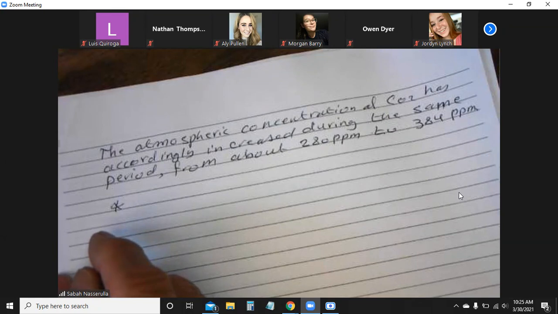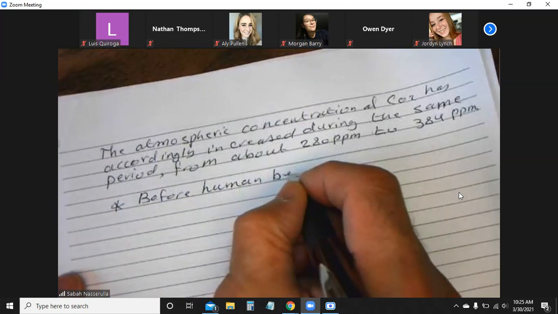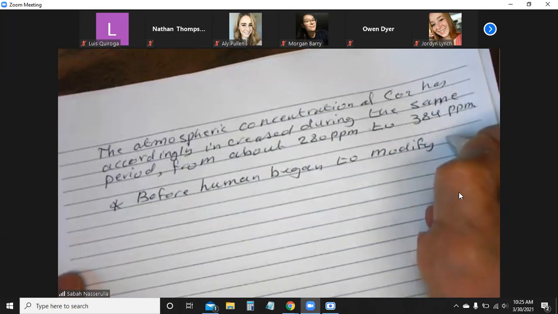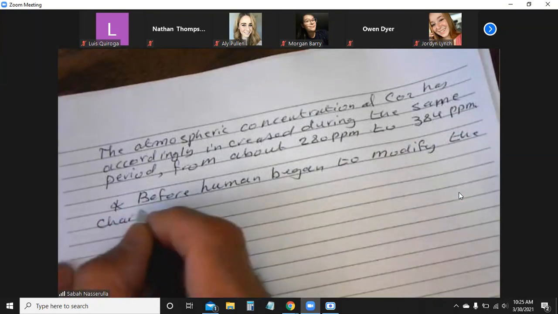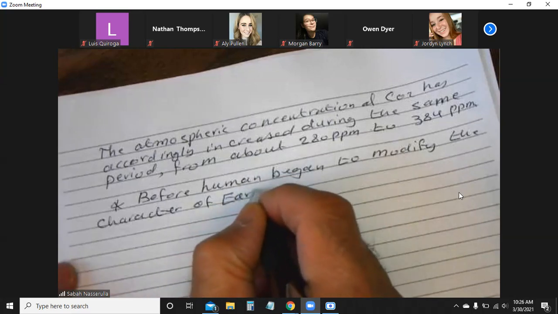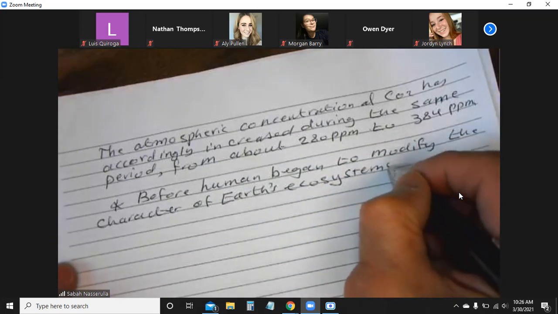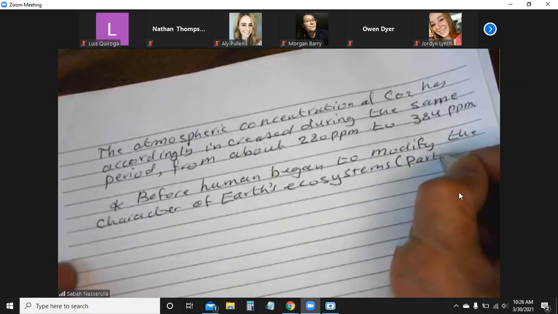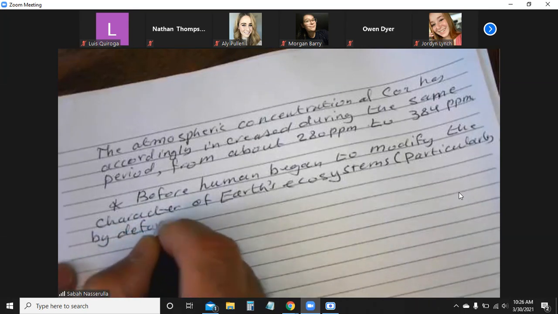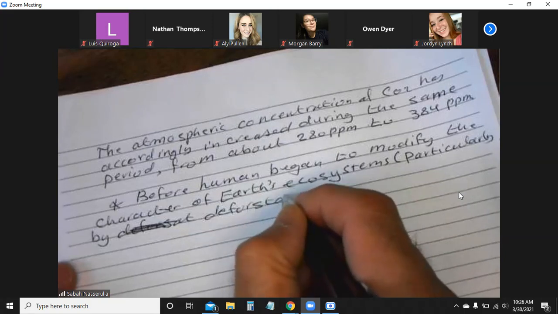Before humans began to modify the character of Earth's ecosystems, particularly, as I mentioned to you here, basically by deforestation.